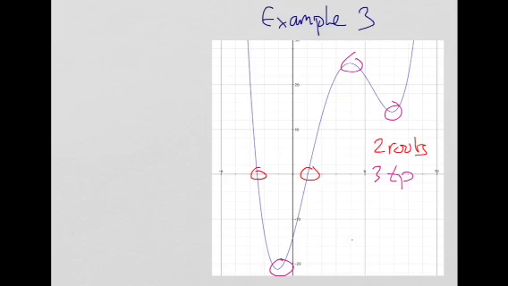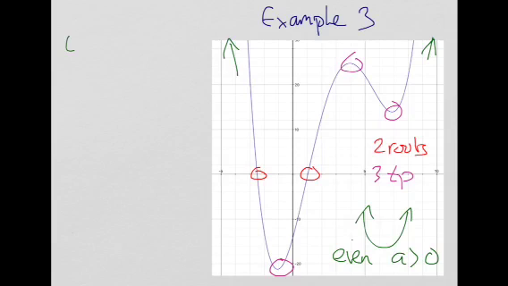As I look at the end behavior, again, I'm going up to the left and up to the right. So this is looking like a parabola. So this is an even polynomial. And again, we have a positive leading coefficient. But we know this has to be at least 4th degree. And this is what gives us problems on this one. We know the leading coefficient is going to be positive.